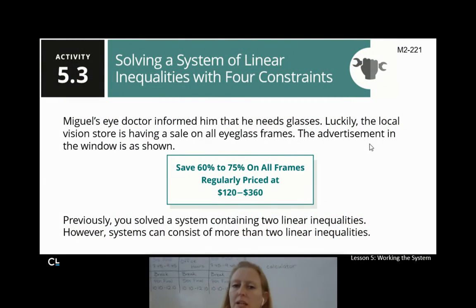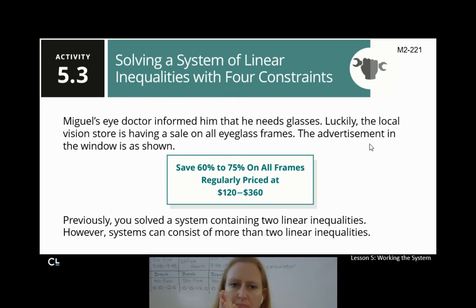We're skipping a good bit here. That's okay. We're just going to go straight for the inequalities since that's what we're worried about. So let's go over to page M2-221. Now, we've still just had 2 inequalities in our equations, but we said that you could have more than that, right? We can have more constraints on our system.